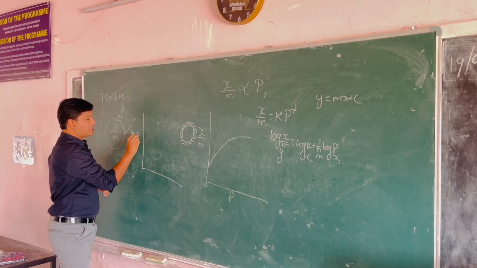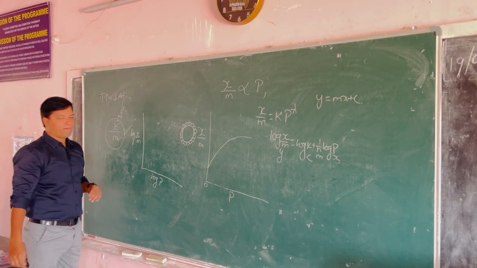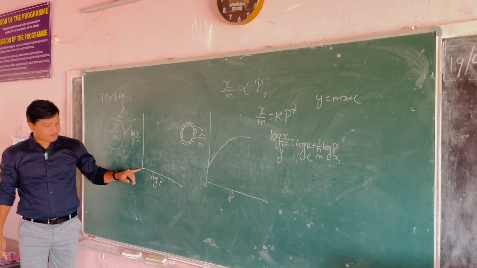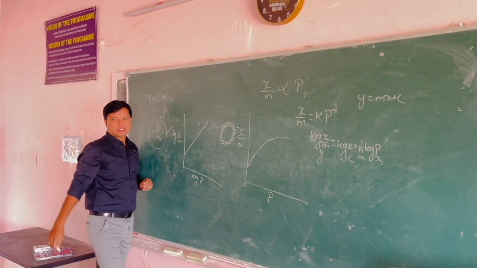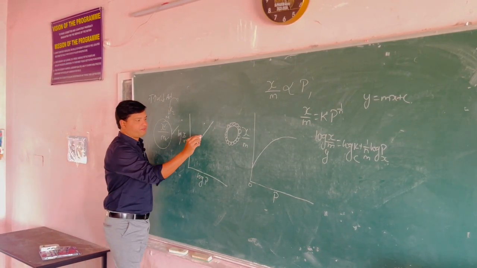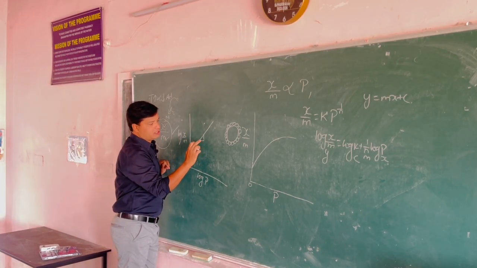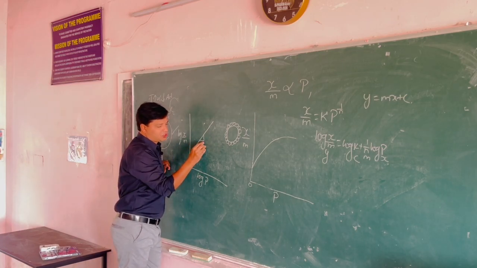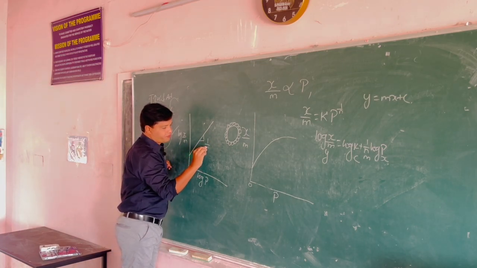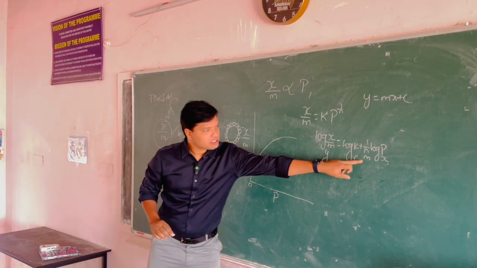So log x by m, log p. Should I start from the 0? No. This will be your graph. Okay. Now, see here. Tell me the coordinates. What is the slope? 1 by n is slope. I written there. See, m is slope.